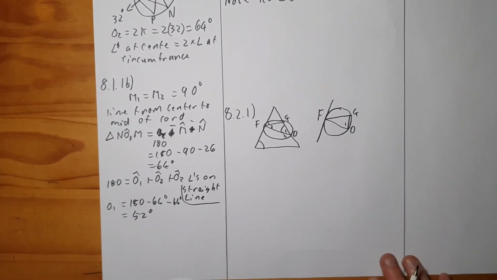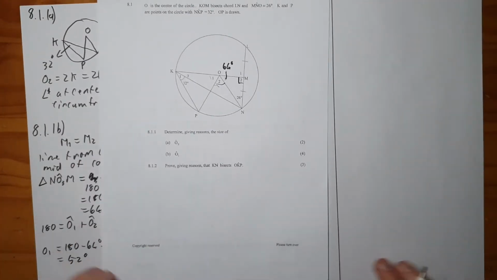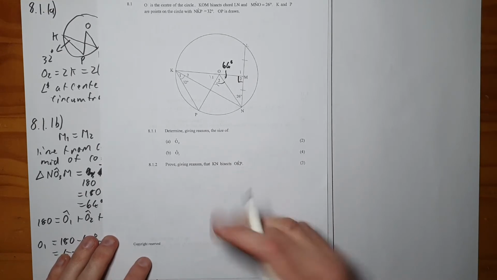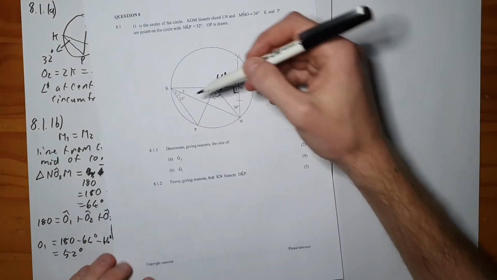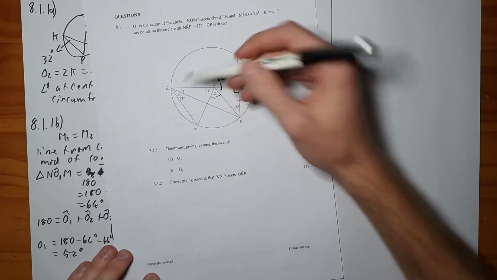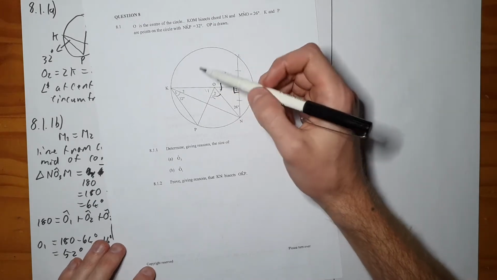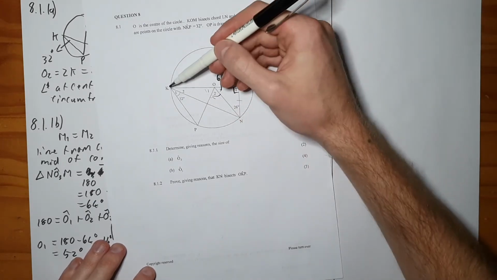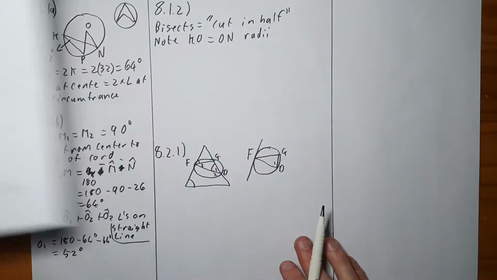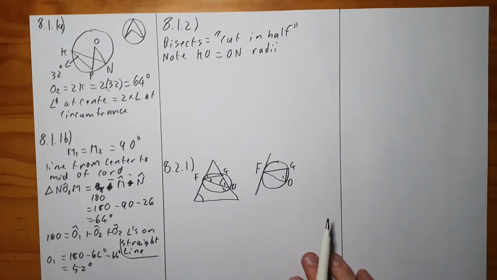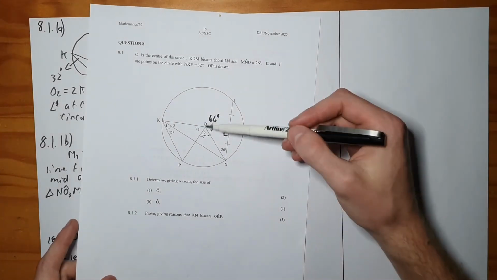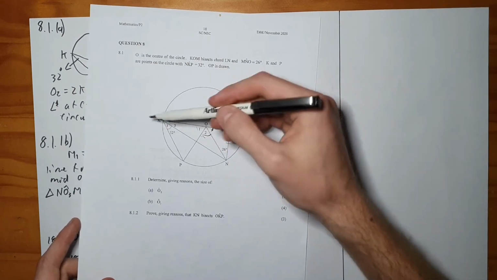Now looking at 8.1.2, it says prove, giving reasons, that KN bisects angle OKP. So we want to see, remember, bisect means cutting in half. So we need to show that the line KN cuts the angle at K in half. So how do we go about doing this? Well, first note that KO is equal to ON. Why? Because they're both radii.